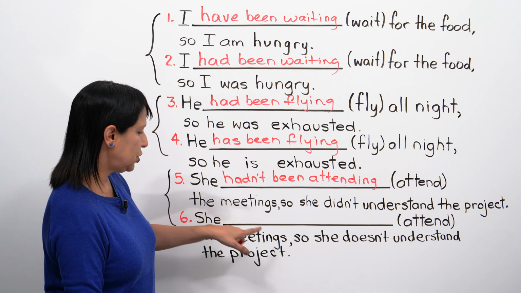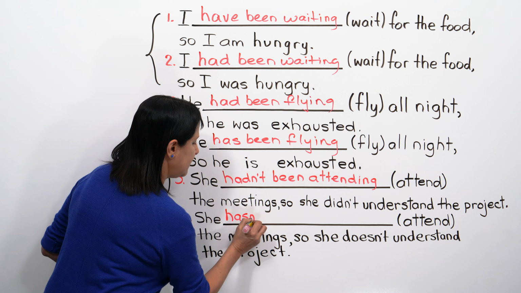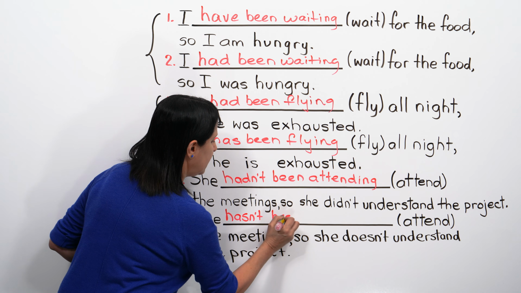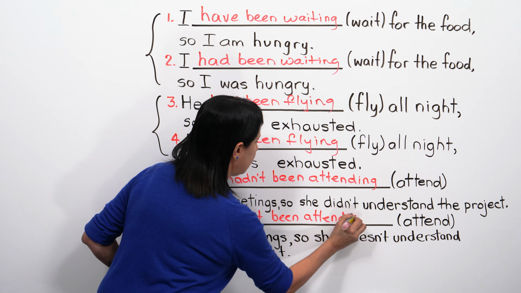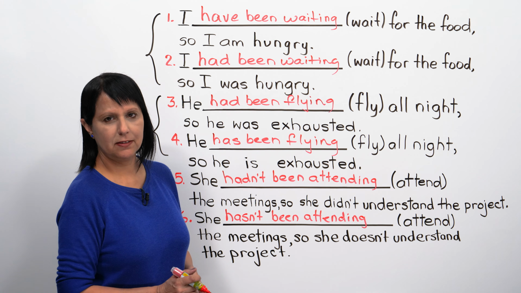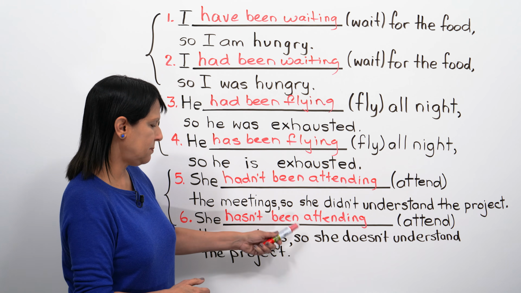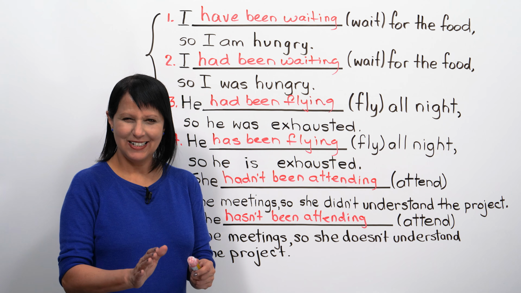And here, she hasn't been attending the meetings, so she doesn't understand the project. Okay, so this is past to present, this is past to past. Are you with me? Good.